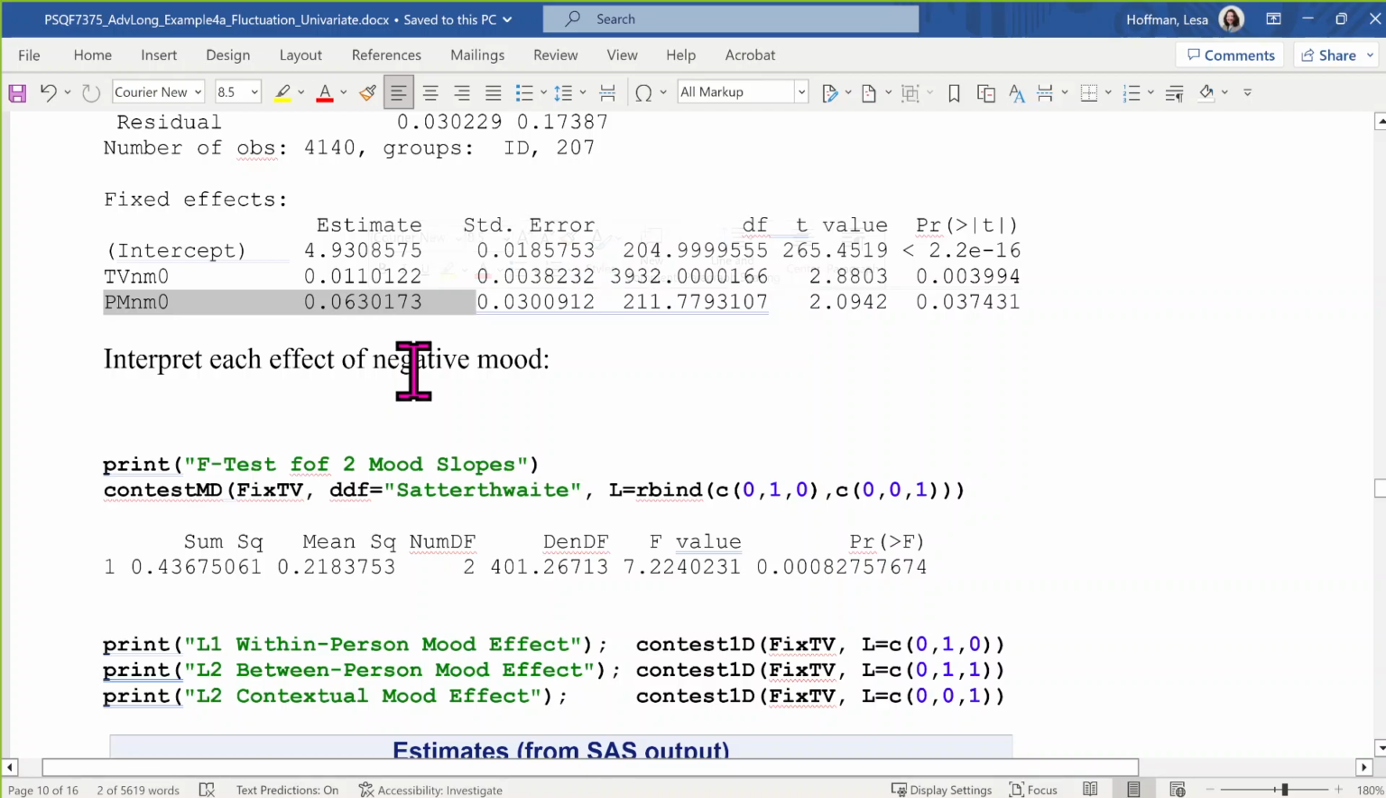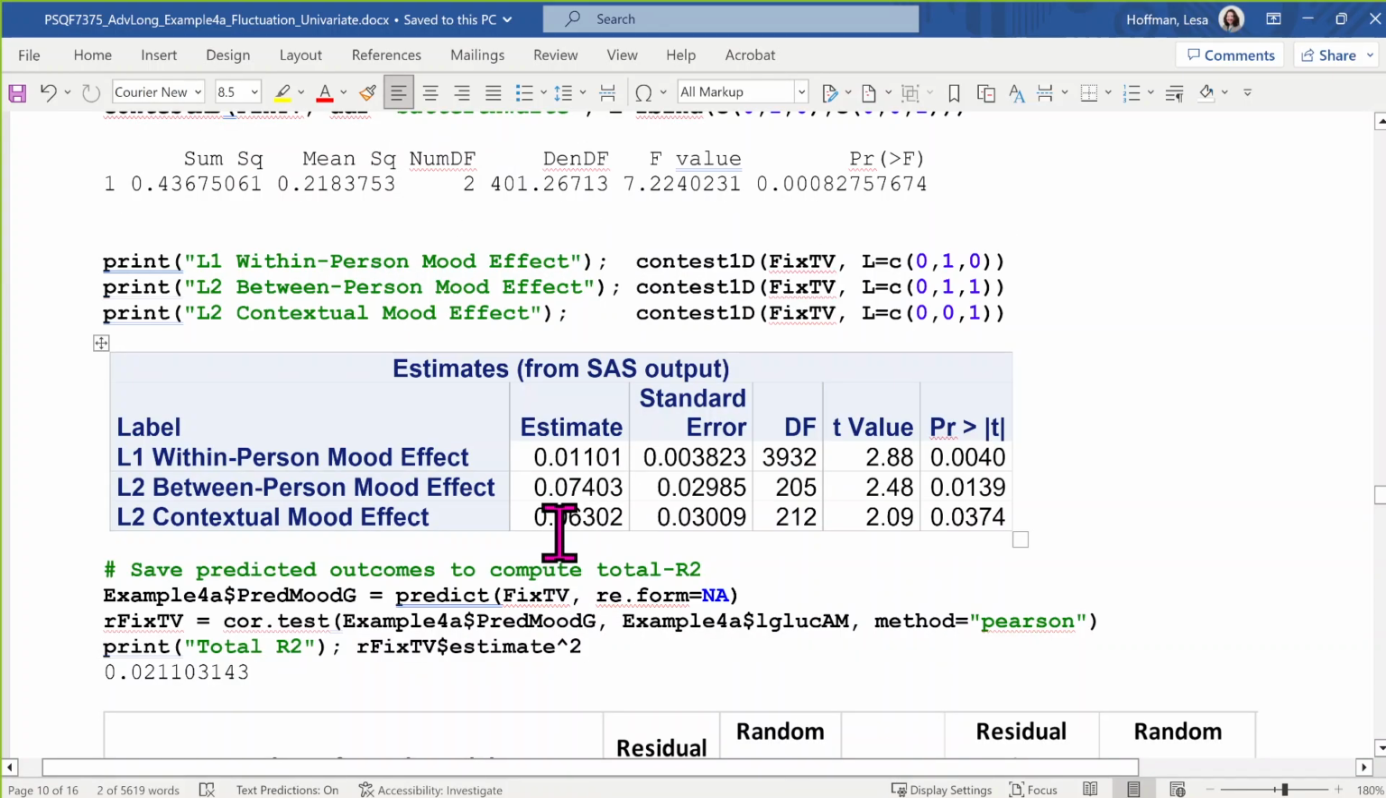So the way I would talk about this is after controlling for how grumpy I am today, for every unit grumpier I am than other people, my whole mean glucose goes up by 0.6. After controlling for today is the key thing that makes contextual different. Between is not controlling for today, contextual is controlling for today. If I take the 0.01 and add the 0.06 to it, then I get my between back. So those are the 3 coefficients that I would have in total.